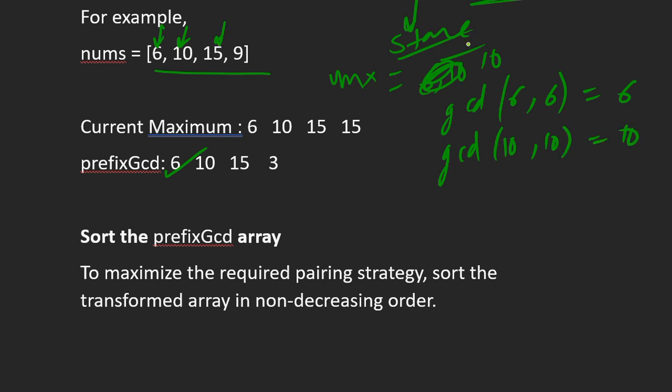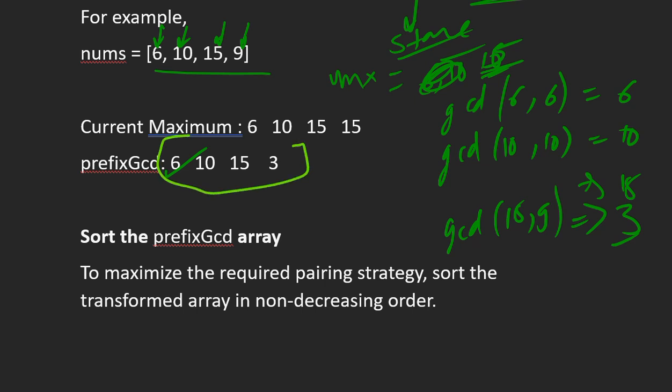Then we move to the next element, the maximum is 15, and again the GCD of 15 and 15 is 15. Then we go to 9. The maximum is now 15, not 9, so the GCD of the maximum and the current element 9 is 3. So we get our prefix GCD array as 6, 10, 15 and 3.